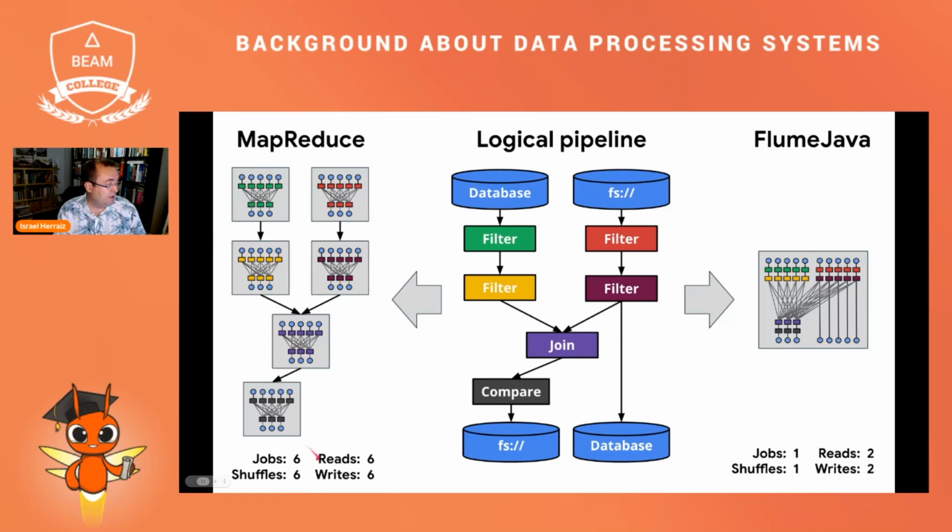For instance, here there are 6 shuffles, 6 reads and 6 writes, so 6 materializations of data and 6 shufflings. Here, there's only one shuffling, and 2 materializations of data. So this pipeline executes much more quickly than this one. So that's an improvement in performance. This is one of the bases of Apache Beam for batch execution.